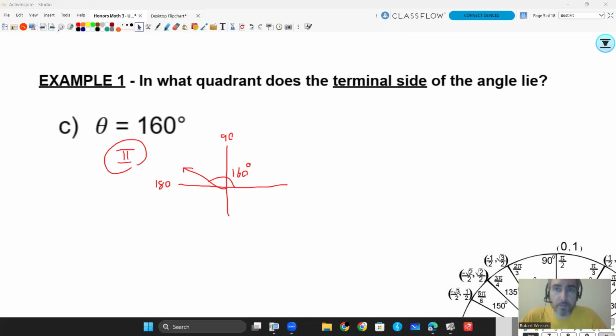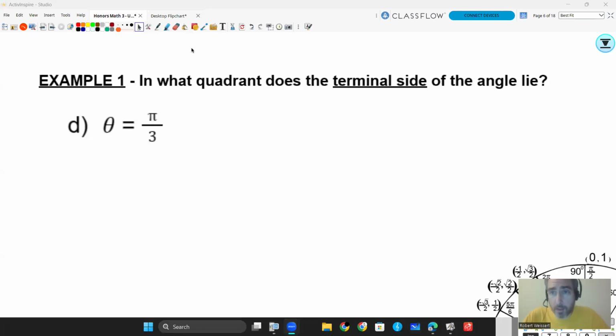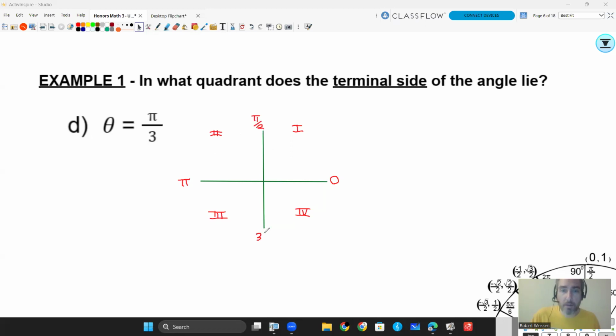Next question. In what quadrant does the terminal side of the angle lie when it's pi over 3? That's a radian. See if you can figure out where that is. Pause the video and you can check after you unpause it. I'm going to do this without converting to degrees so you can see how awful this is to actually do. In terms of radians, this is 0, this is pi, this is half of pi, which is pi over 2, this is 1.5 pi's, so 3 pi over 2, and 2 pi.